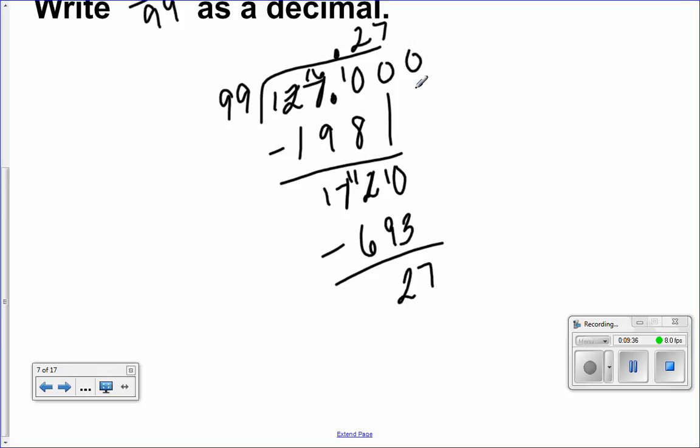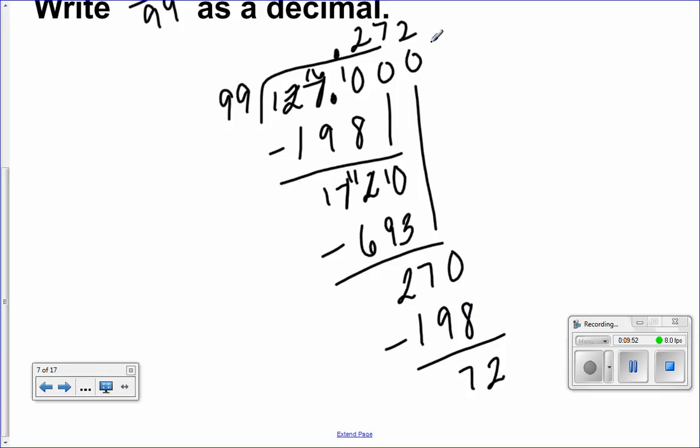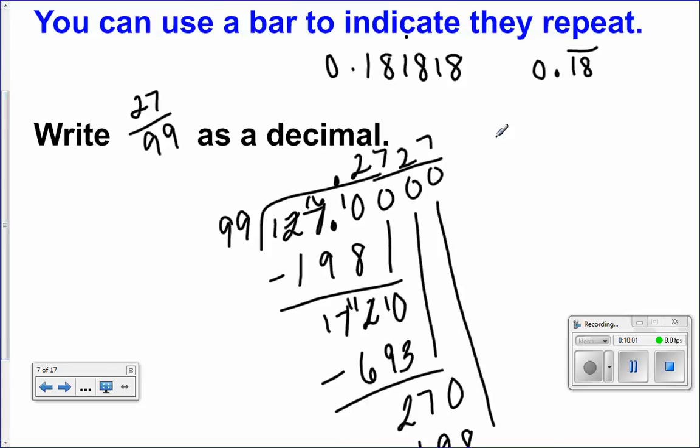I have to bring down another 0. How many times can 99 go into 270? Well, we know that. It goes in 2 times to get 198. Again, we're going to have to borrow. We realize that we're going to have 72 left over again. Bring down the 0. And we're going to see that 99 can go into 720 up to 7 times. So going back and looking, what are the two digits that keep repeating? It's our 2 and our 7. So 0.27 repeating.